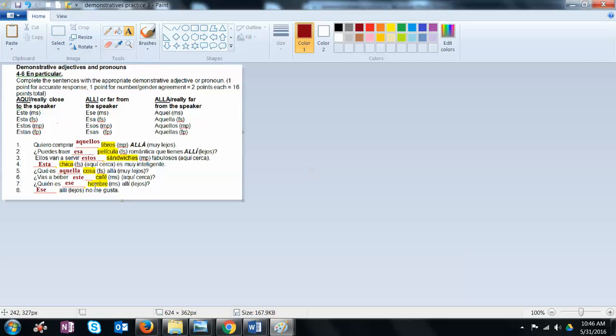Whenever you're using them as pronouns, it works the exact same way. You just want to make it agree with whatever it's replacing. And I think I do have an example of that.